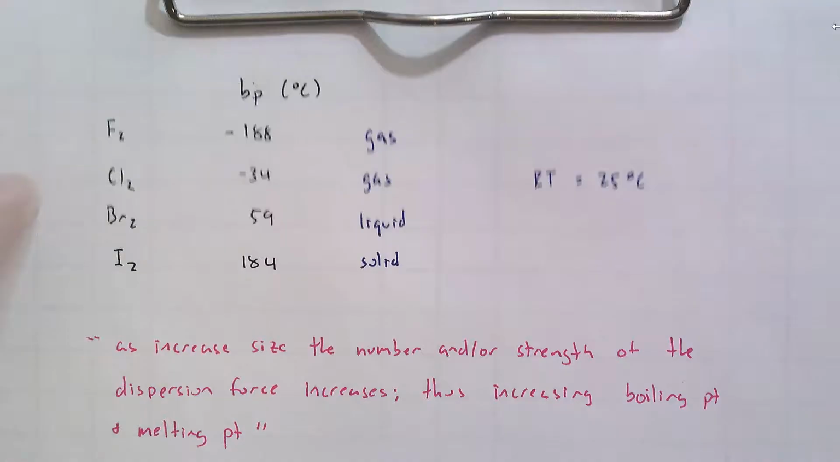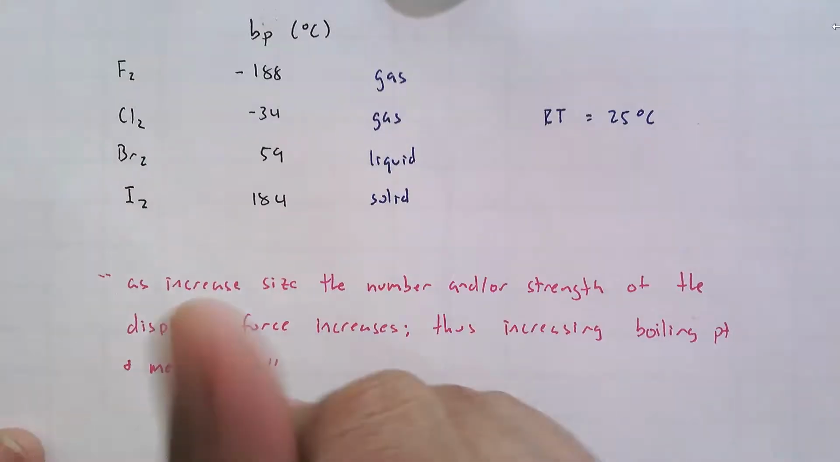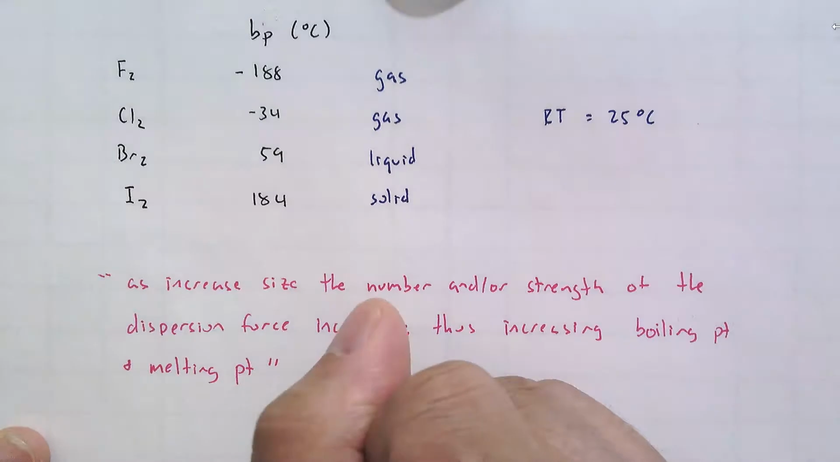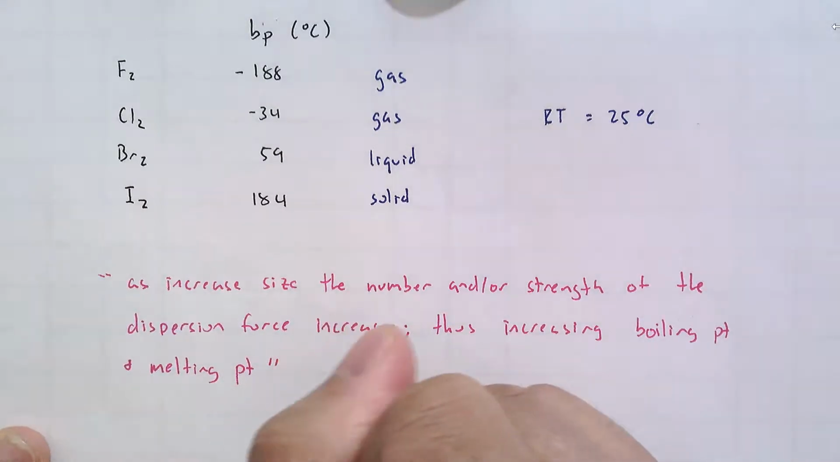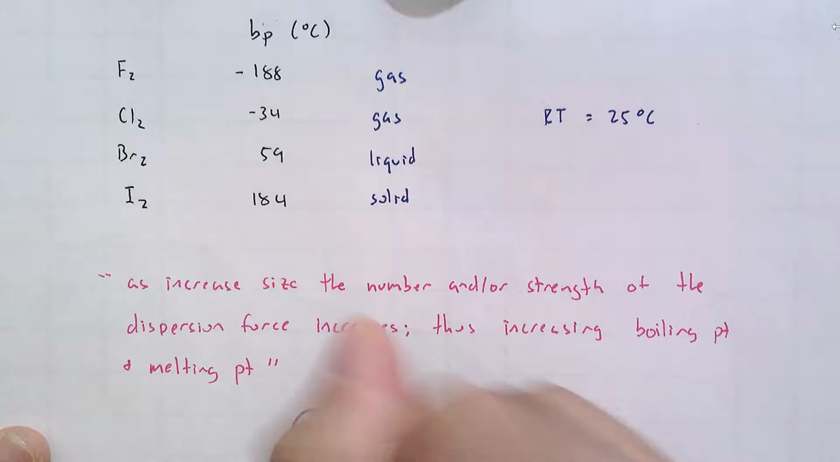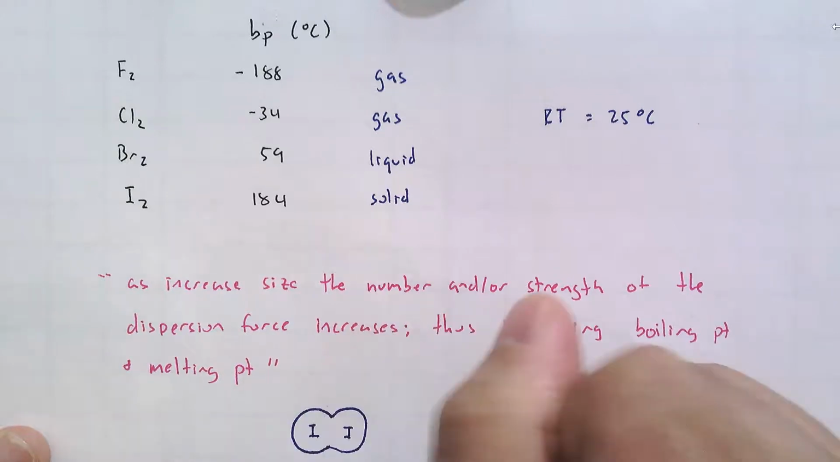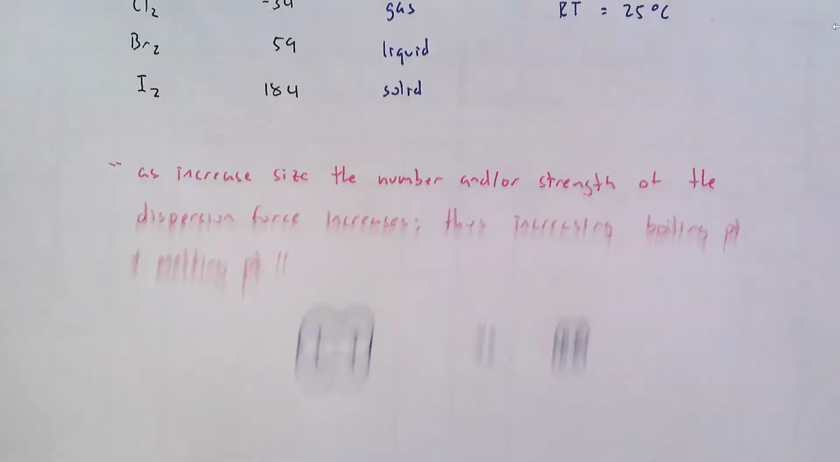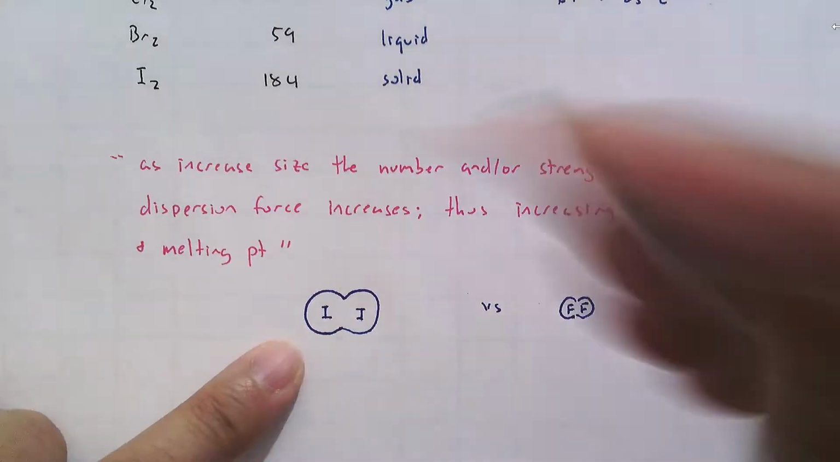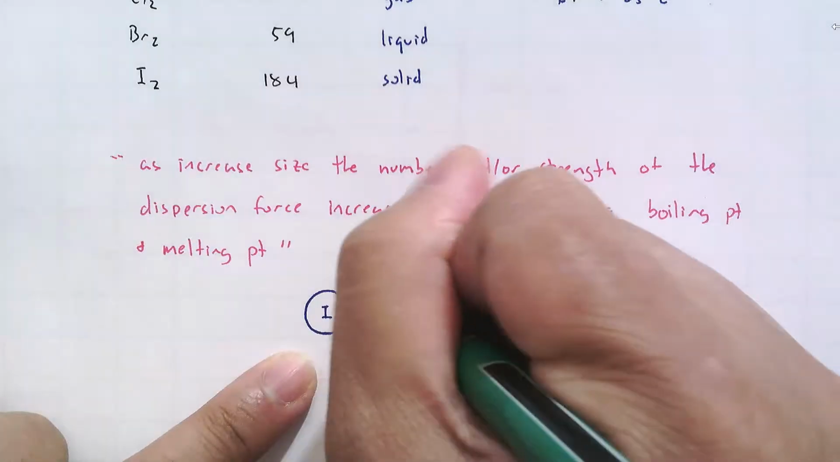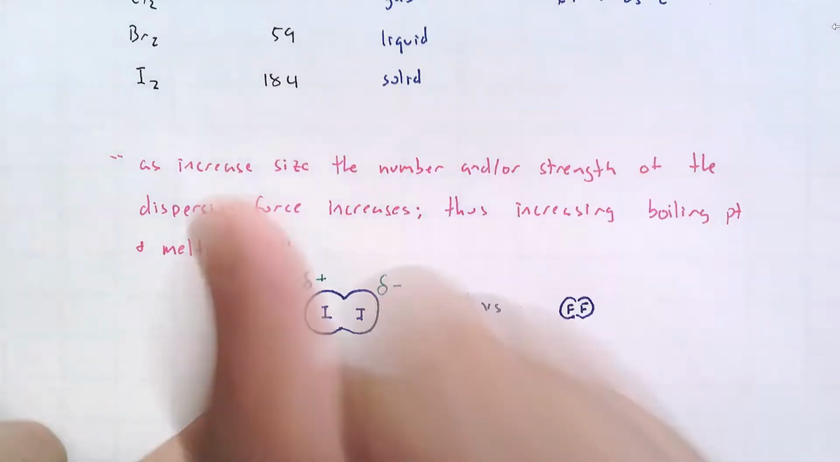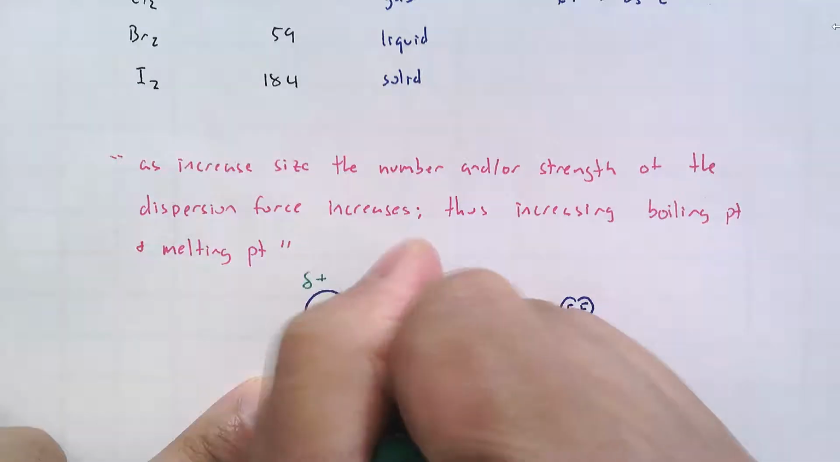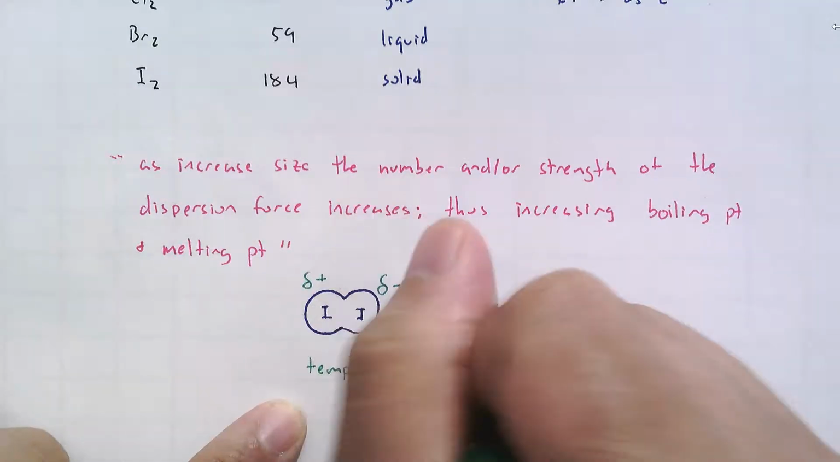Now, why is this the case? Let's take a look at I2. I2 is a large molecule, and you have two iodines like this, versus fluorine, which are pretty tiny, and we have diatomic fluorine that might look like that. The bigger the molecule, the more chances that you'll have an induced dipole, or we could call this a temporary dipole. I should have mentioned that earlier. Temporary.